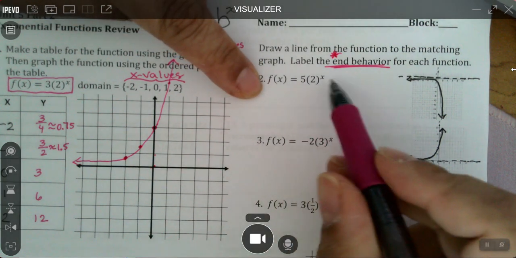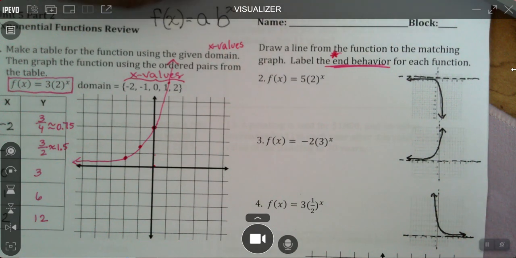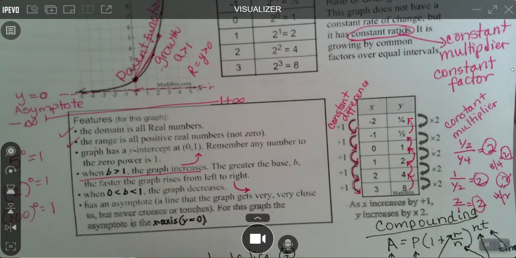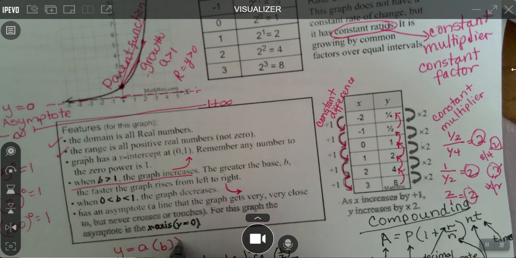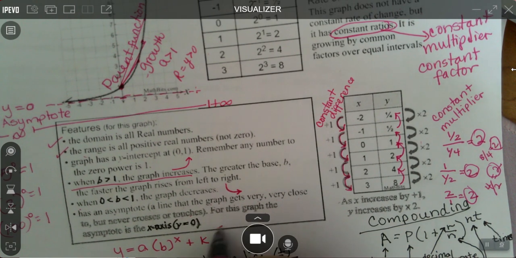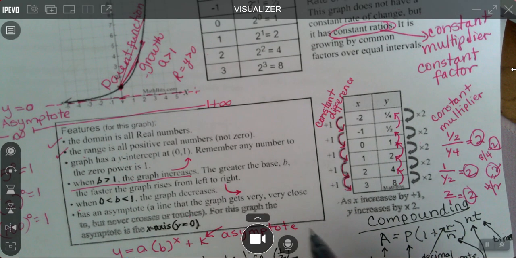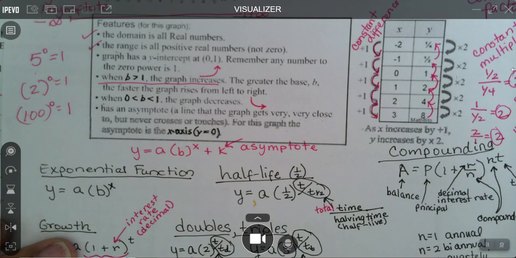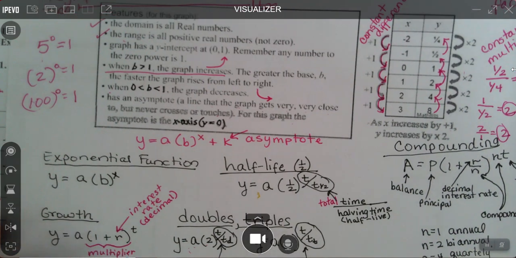Something you should know. Okay, so when you look at this, oh, I forgot to mention this in the front. We'll write it here. y equals a times b raised to the x, plus k. That is the asymptote. The constant at the end, if you're adding a number, that's the asymptote. So in this case, since we're not adding anything, the asymptote happens at 0, at y equals 0.